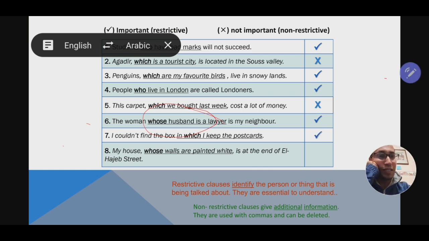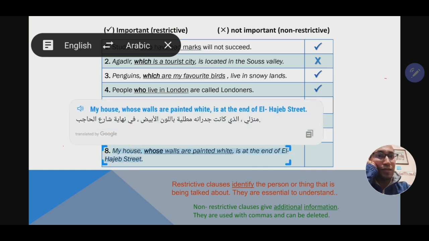So this is also important. And then finally, we have my house, whose walls are painted white, is at the end of Al-Hajb Street. Al-Hajb Street is a neighborhood in Tikiwin, so you don't have to ask.